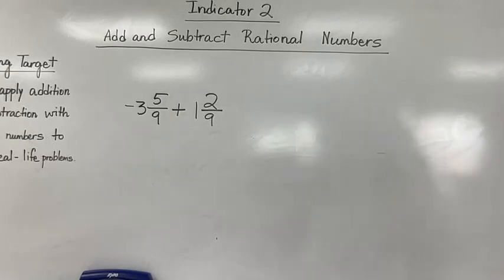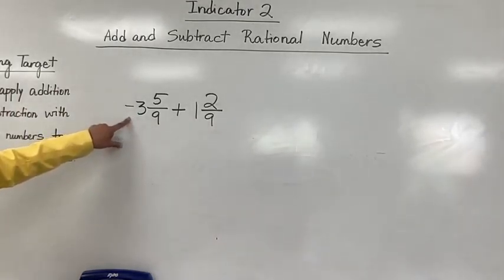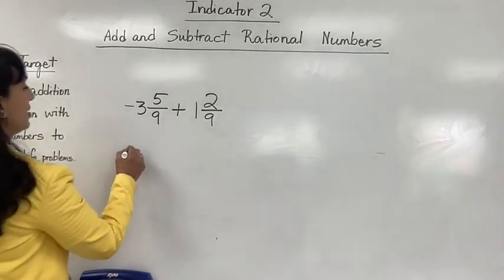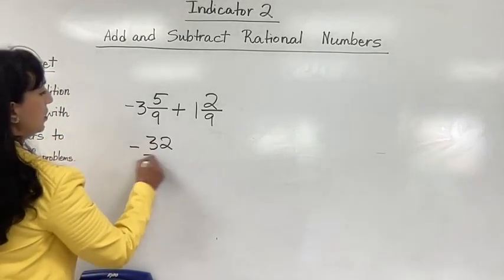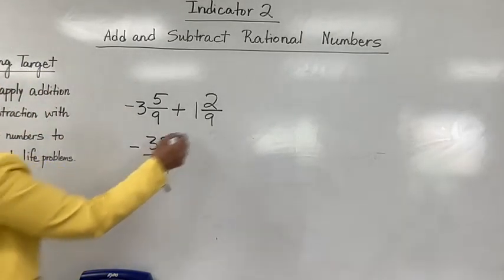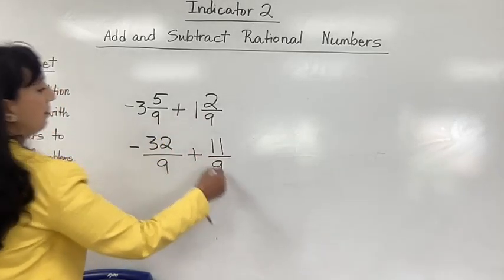Or I can just subtract otherwise also, but let's just do the first method that I was talking about. There are two ways to do this, okay? So I know that 9 times 3 is going to give me 27, plus 5 is going to give me 32, all right? So this is negative 32 over 9. And then I have 9 times 1 is 9 plus 2. So that gives me 11/9.